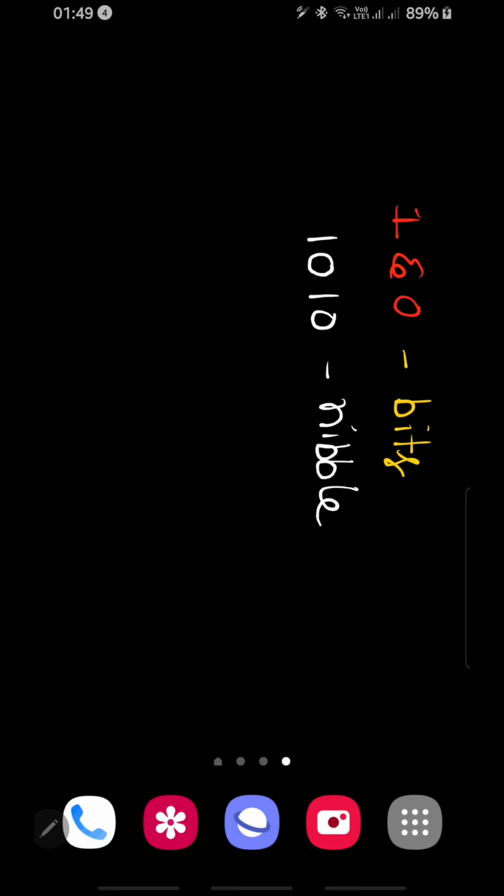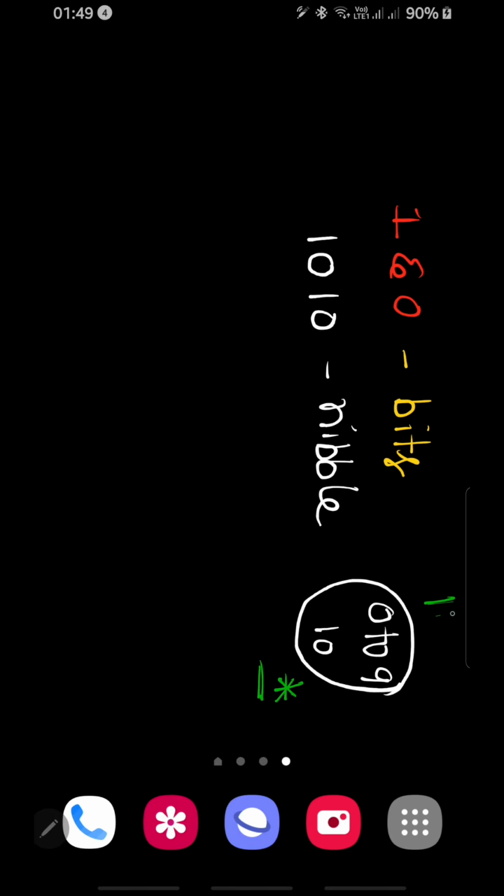Let us see the implementation of the binary number system. The binary number system represents 1 and 0, which we call bits. We can arrange a combination of bits like 1010, which we call a nibble. Let us see how to convert this nibble into the normal decimal system. The decimal system means the basic numbers 0 to 9, so the base is 10. This is called the decimal system.